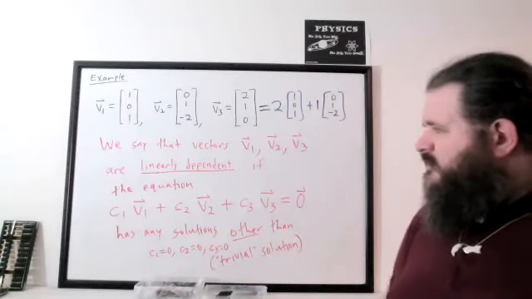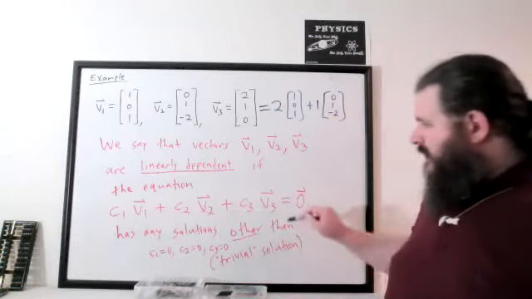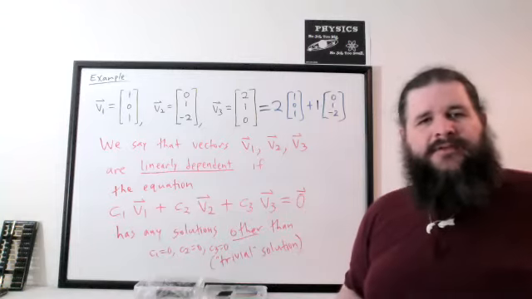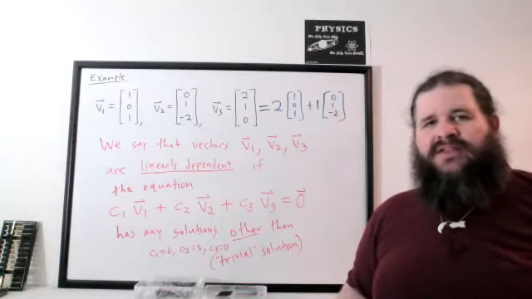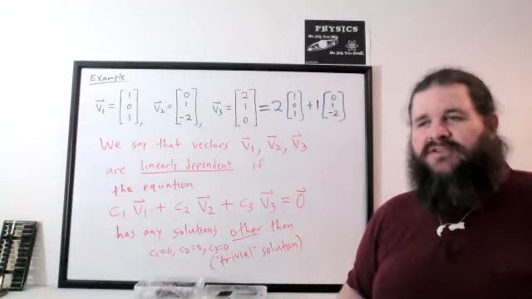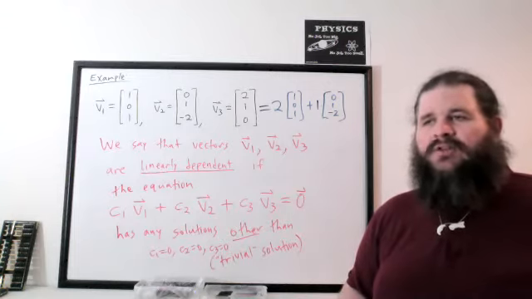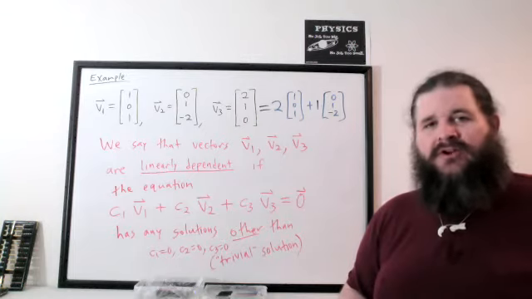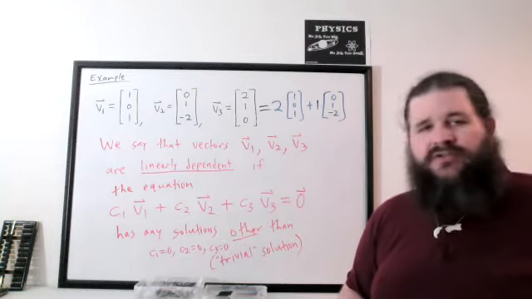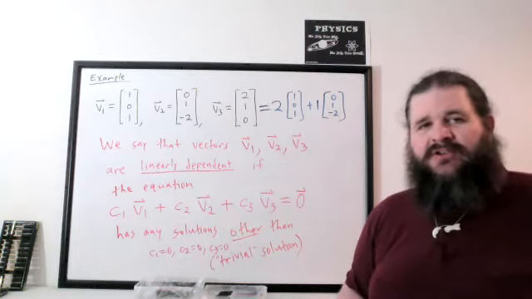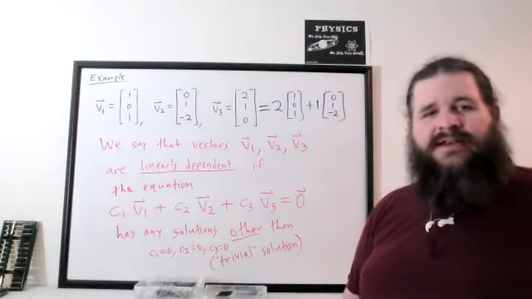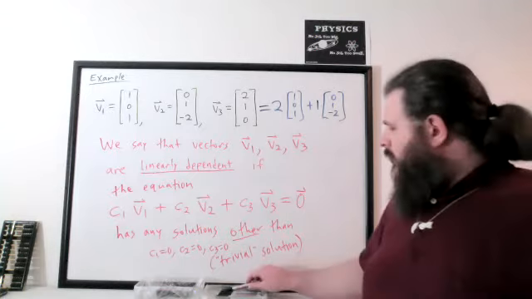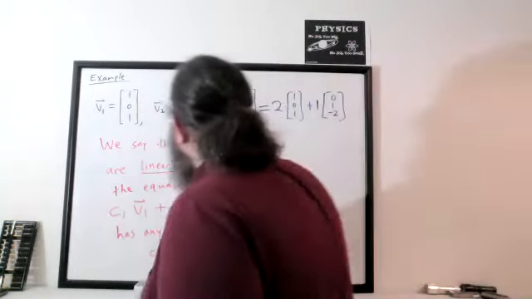And typically the way you would check that is by writing out this equation and then trying to solve it for the C values. If the only way for this to work is for all the C values to be 0, then you know the vectors are linearly independent. If there are other solutions, specifically infinitely many solutions for the C values, then you know that the vectors are linearly dependent. So let's try that in this case.